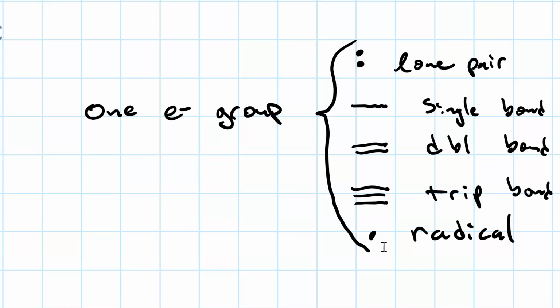And all of these occupy a sigma orbital. A lone pair goes in a sigma orbital. Single bonds are always sigma. A double bond contains a sigma bond and a pi bond, but we only care about the sigma bond in terms of VSEPR theory. A triple bond contains a sigma bond and 2 pi bonds, but again, only the sigma counts in terms of VSEPR theory. And then the radical will also occupy a sigma orbital.